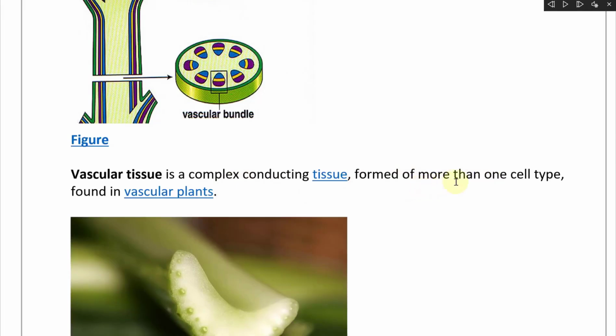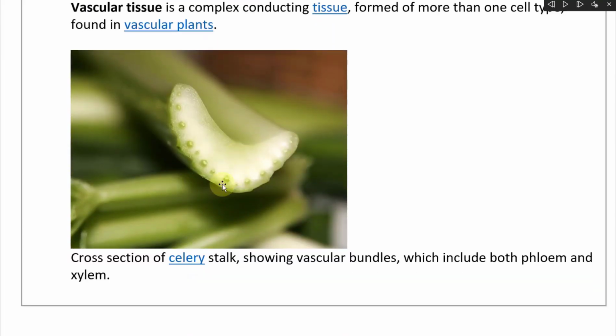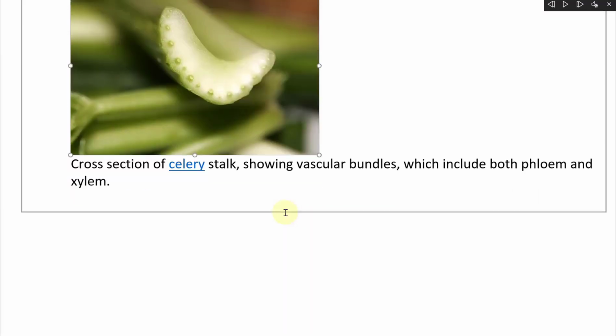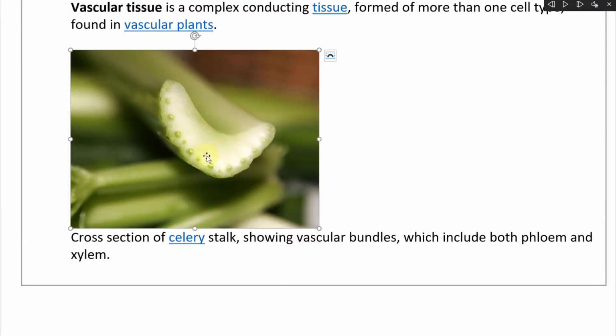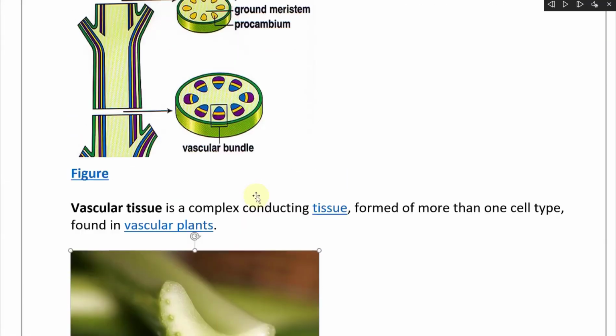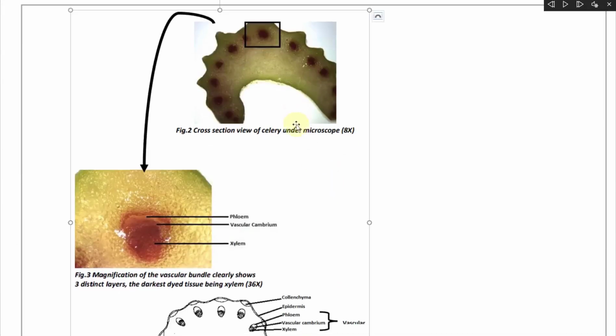Yes. Continue further. So vascular tissue is a complex conducting tissue formed of more than one cell type found in vascular plants. I think we're talking about the phloem and xylem. So here is the celery stalk. So cross section of celery stalk showing vascular bundles, which include both phloem and xylem. So it's very interesting. Bundles there, phloem and xylem there, and everything else ground tissue inside, and then the outer coating is a protoderm. The protoderm creates that dermal tissues or the epidermis. Very fascinating. Let's continue further here.